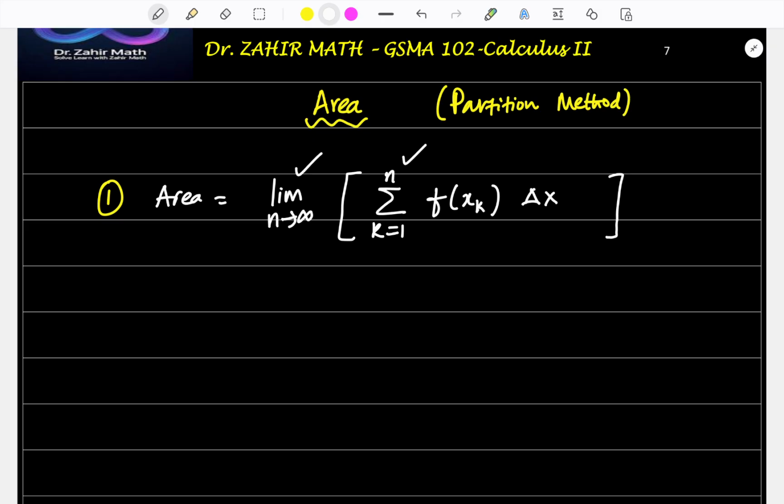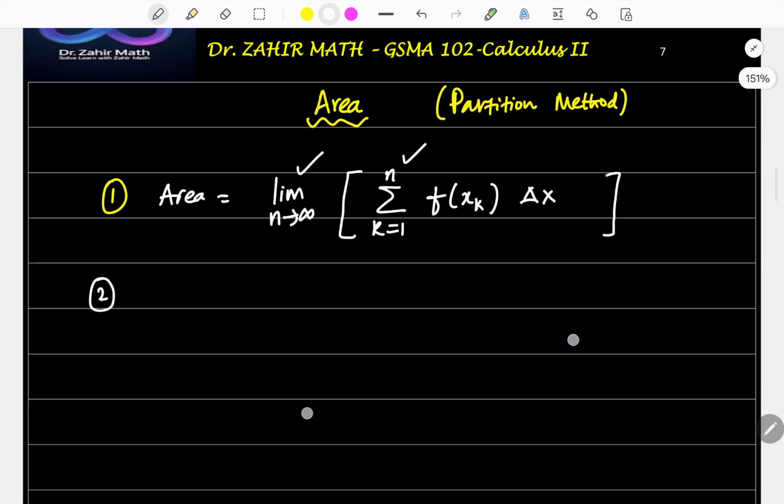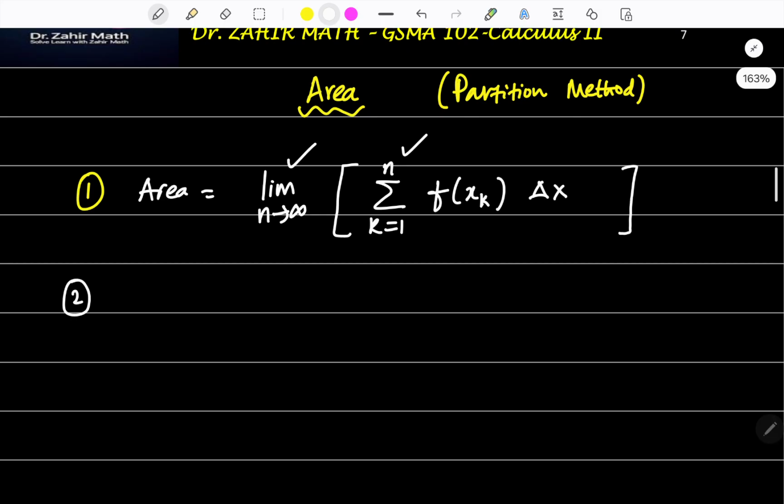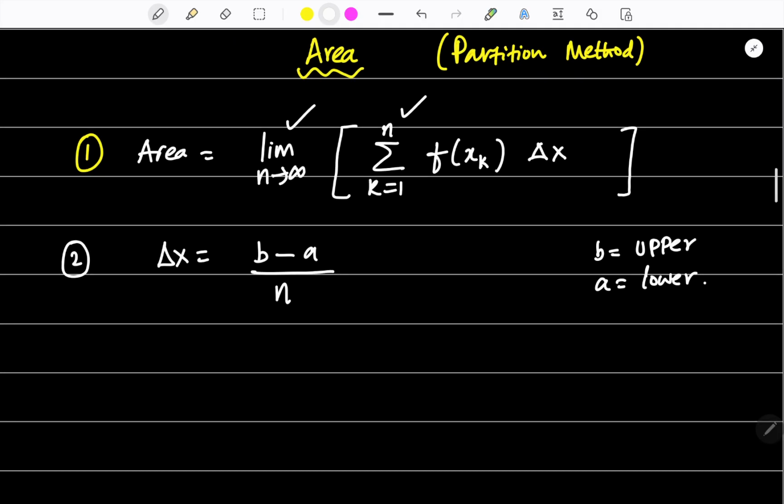First let me tell you what is delta x. That is rule number 2. What is delta x? Delta x is equal to the upper limit minus the lower limit, divided by n. B minus a divided by n. You can say b is your upper limit and a is your lower limit. Maybe you studied this in school.